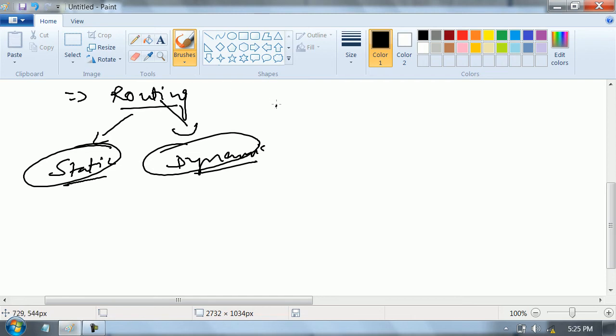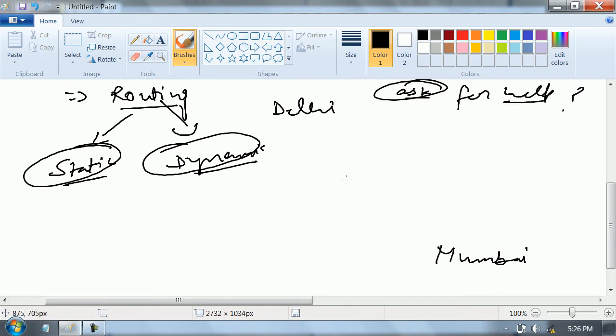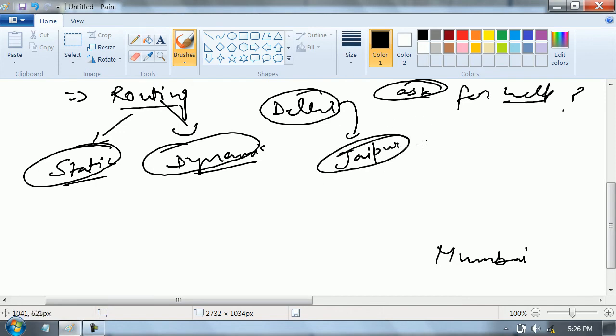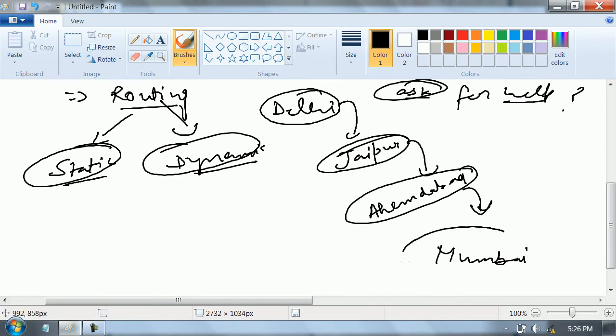Okay, let's say I am in Delhi. I want to reach Mumbai. So what I will do, I will ask for help: I want to go to Mumbai, please tell me the way. Now, someone can tell me, you can go to Jaipur. From Jaipur, you can travel to Ahmedabad. From Ahmedabad, you can travel to Mumbai. It means I will not choose any other path. I will choose a single path, from Delhi to Jaipur, Jaipur to Ahmedabad to Mumbai. This thing is clear.